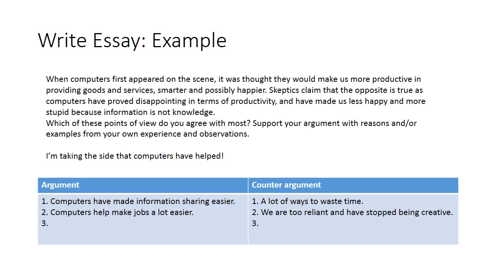So I draw up a table. In the argument part, I've got: computers have made information sharing easier, and computers have made jobs a lot easier. And in the counter argument, what someone else would say is, there are a lot of ways to waste time, we're too reliant and have stopped being creative. But I'm taking the side that computers have helped, because I believe my reasons are stronger and I can explain myself more using these arguments. But if you believe that computers have proved disappointing and there are a lot of ways to waste time, and you believe in the counter argument, you can always choose that as well.